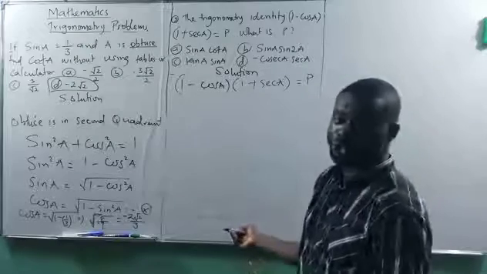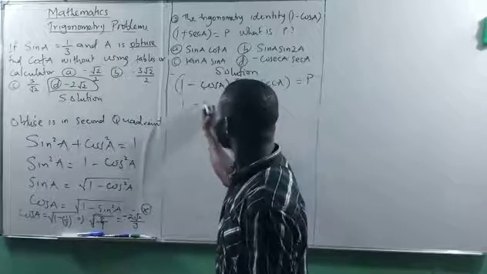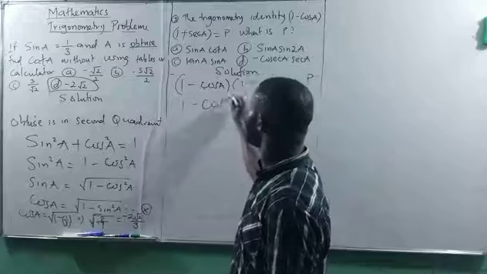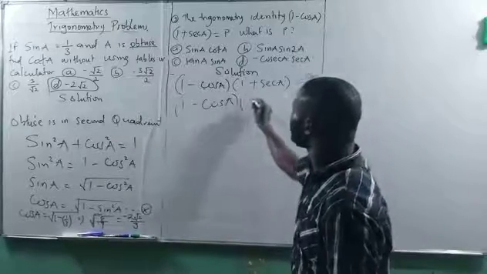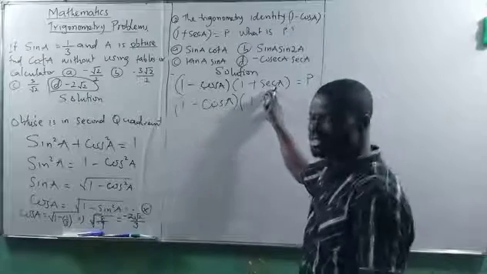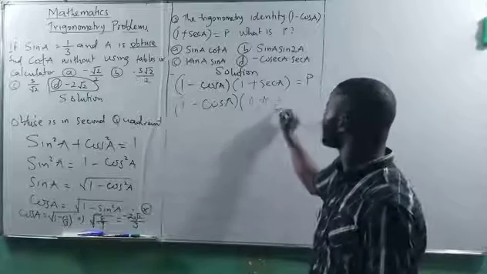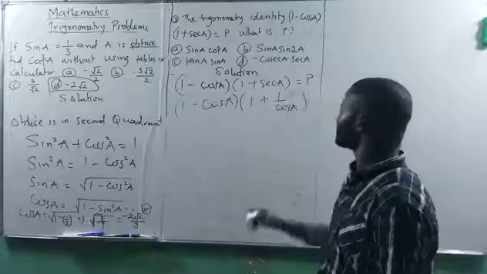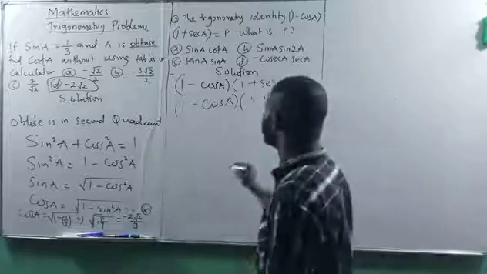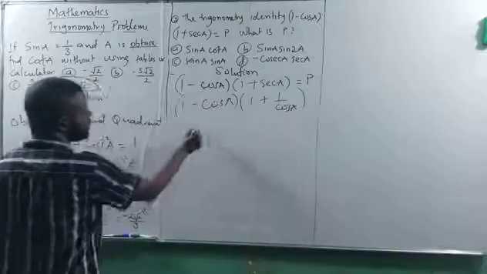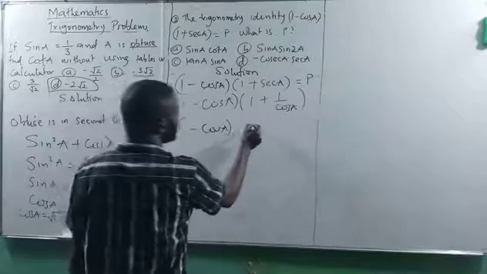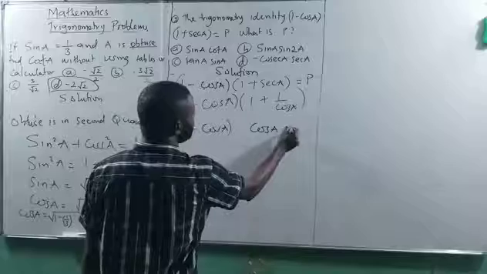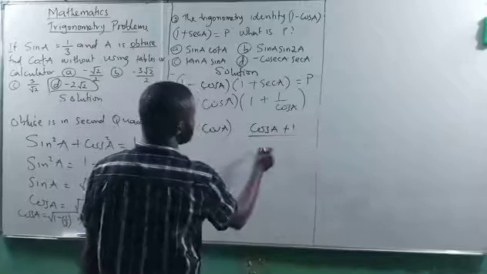What I just need to do here is 1 minus cos A. For me to have this, we know that this will surely give me 1 plus sec. Sec is always equal to 1 all over cos A. For me to move on with this, I can now say that 1 minus cos A, and here will be what? Cos A plus 1 all over cos A.